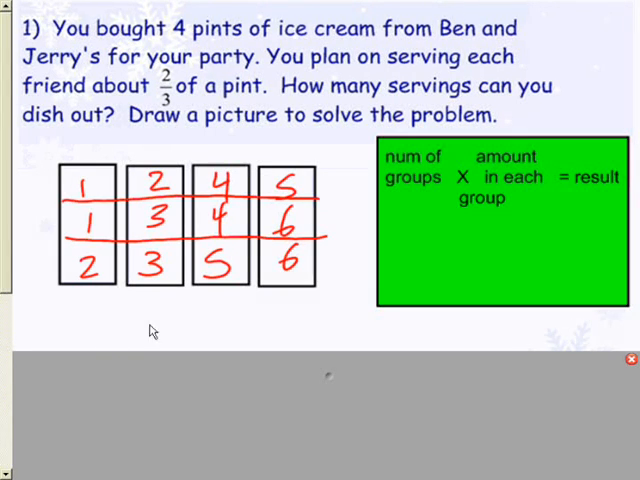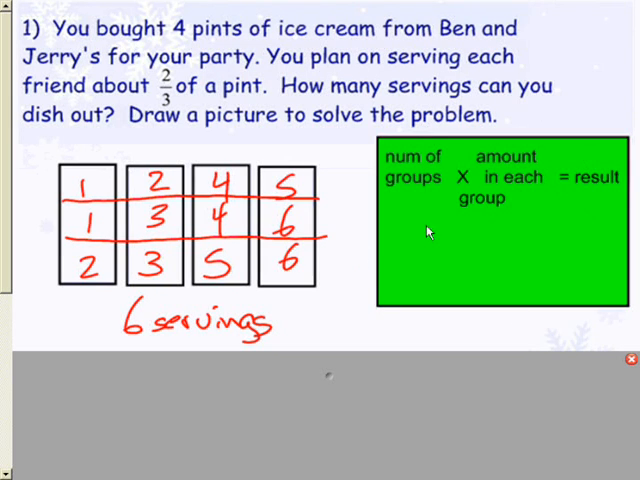So here was my strategy. First of all, I divided my pints into thirds, and then I knew that each person got 2 of the thirds. So I put person 1 got these 2/3, person 2 got these, person 3, 4, 5, and 6, and then I can see that I will have 6 servings of ice cream, or I can give ice cream to 6 people. Now, how do we figure this out as a multiplication or division problem?